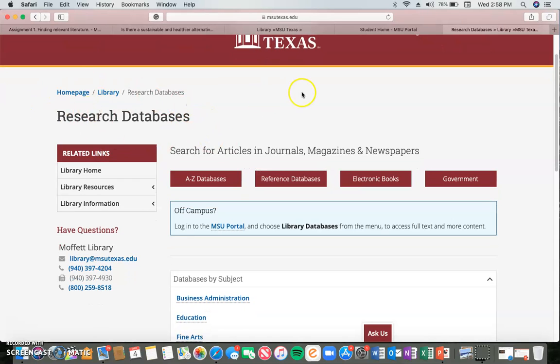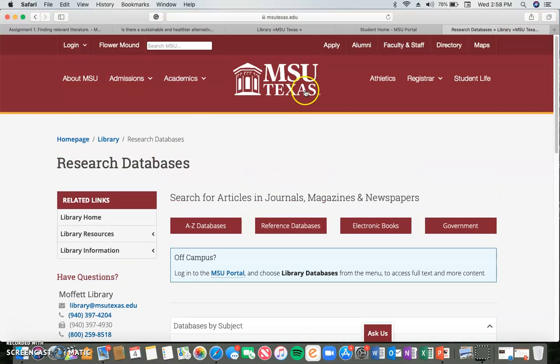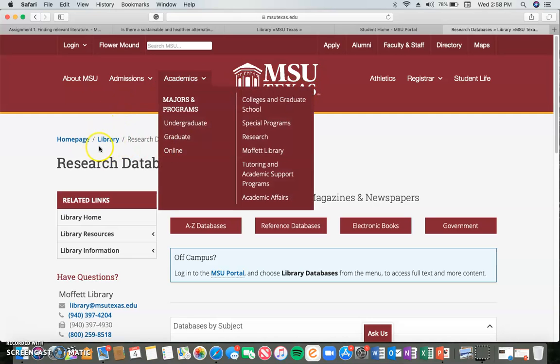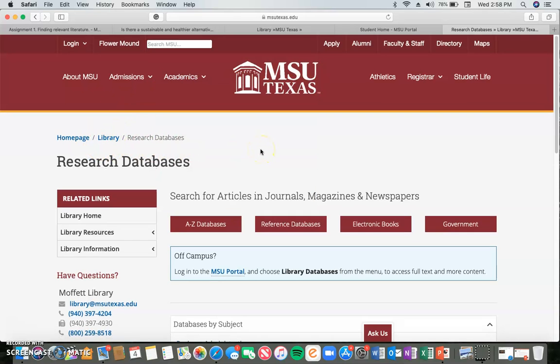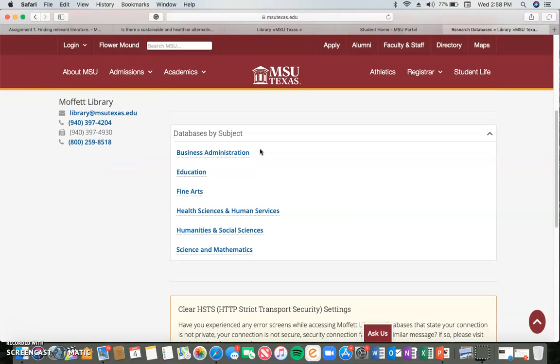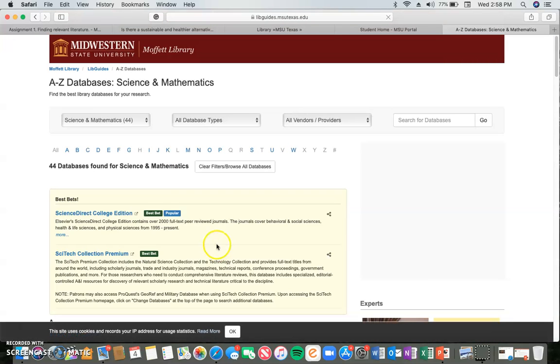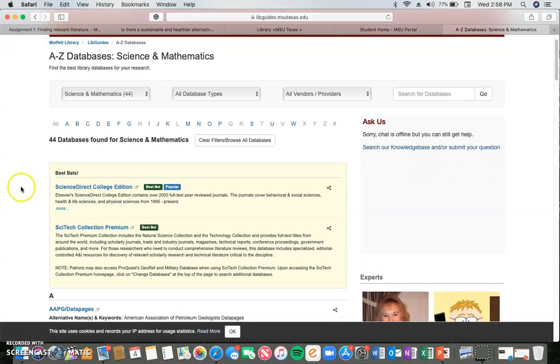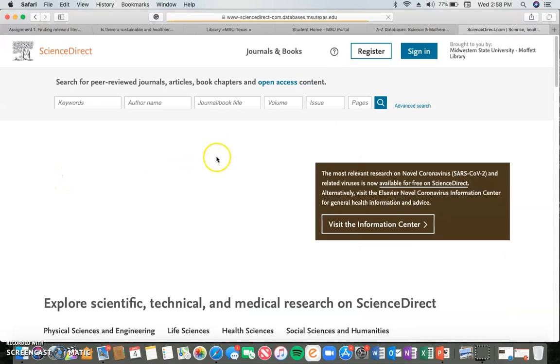We're in research databases, and this is under the library part of the Moffitt Library part of the Midwestern website. Because my particular major is environmental science, I went to the science and mathematics portion. And I just went ahead and clicked on the first one that I saw. It was under best bets.